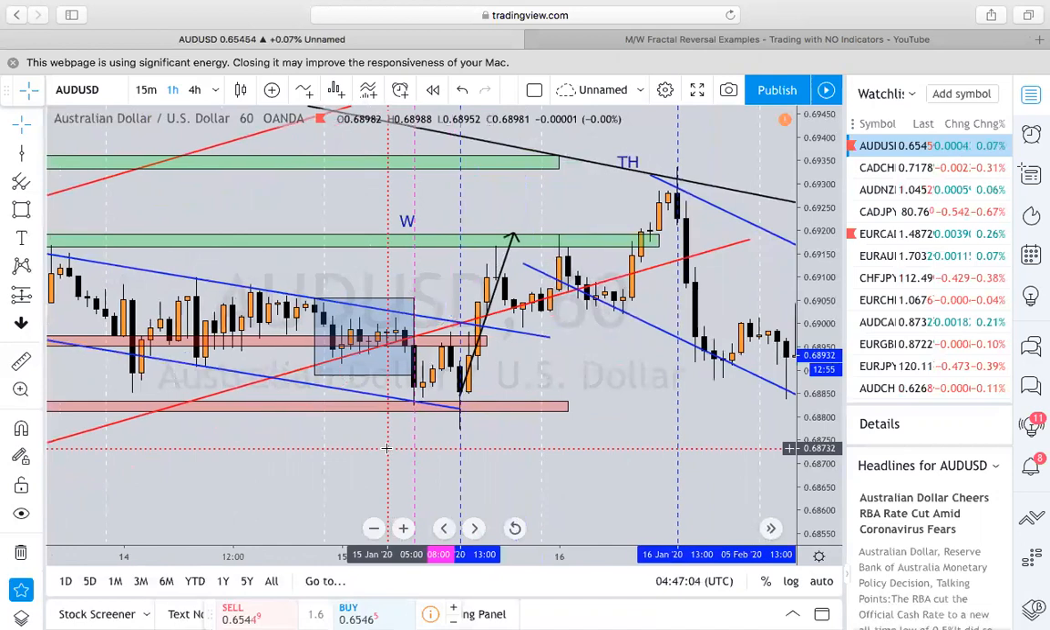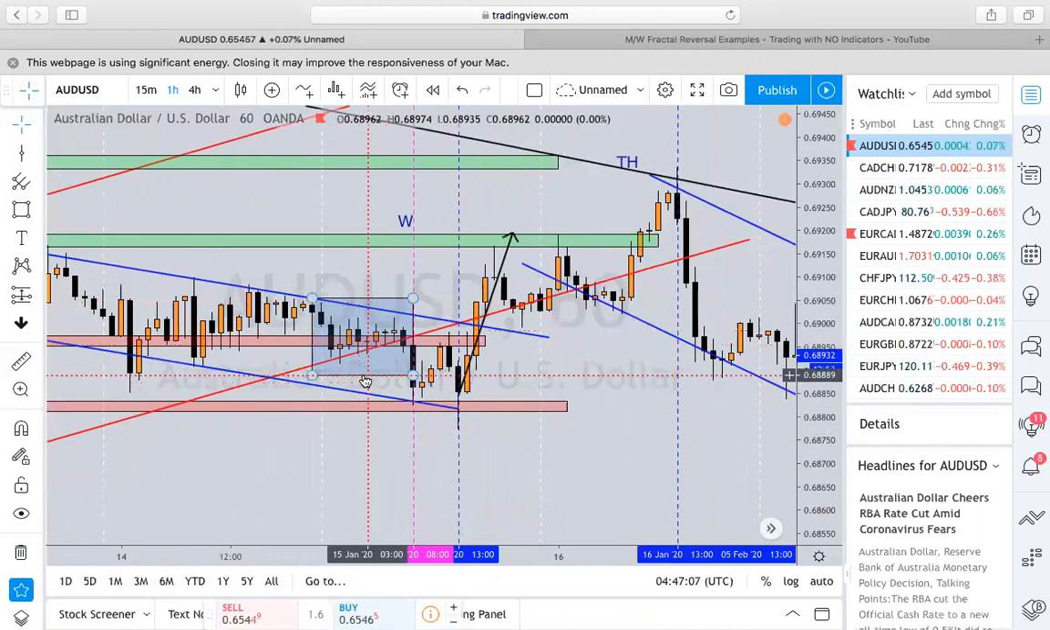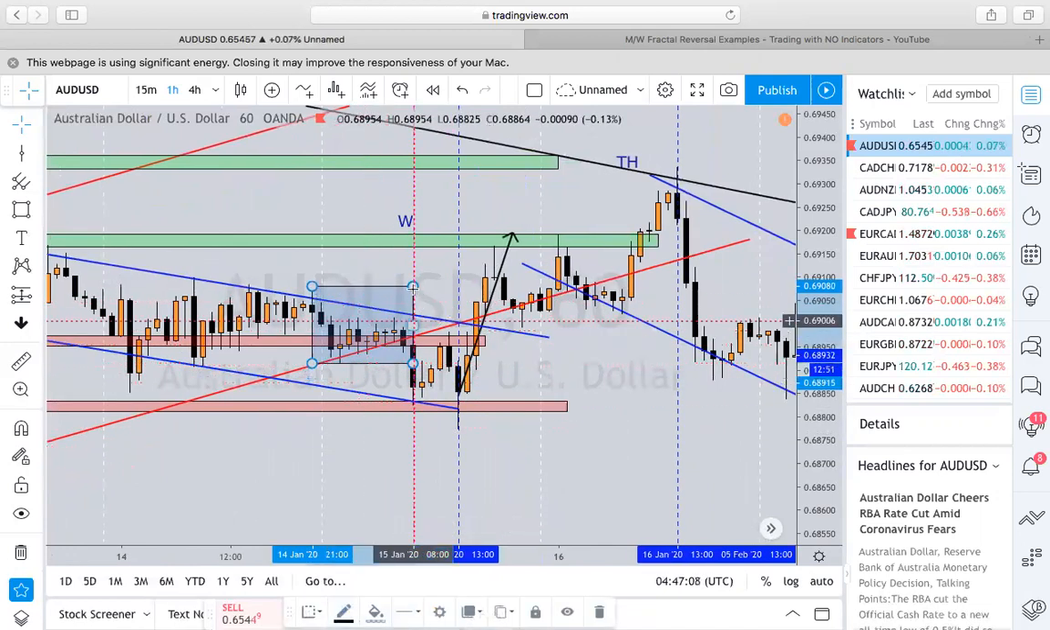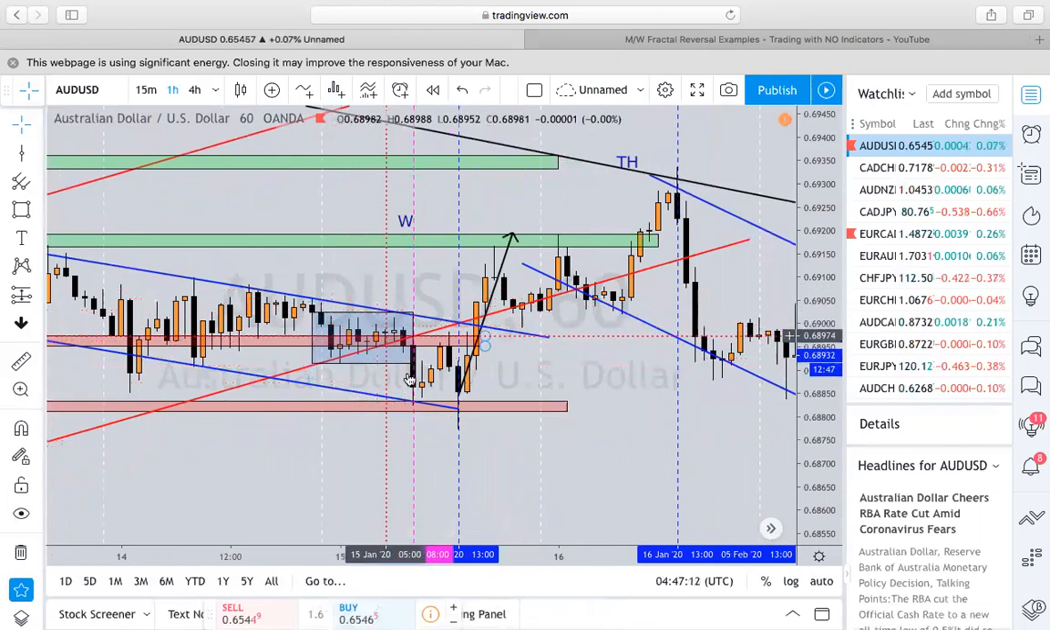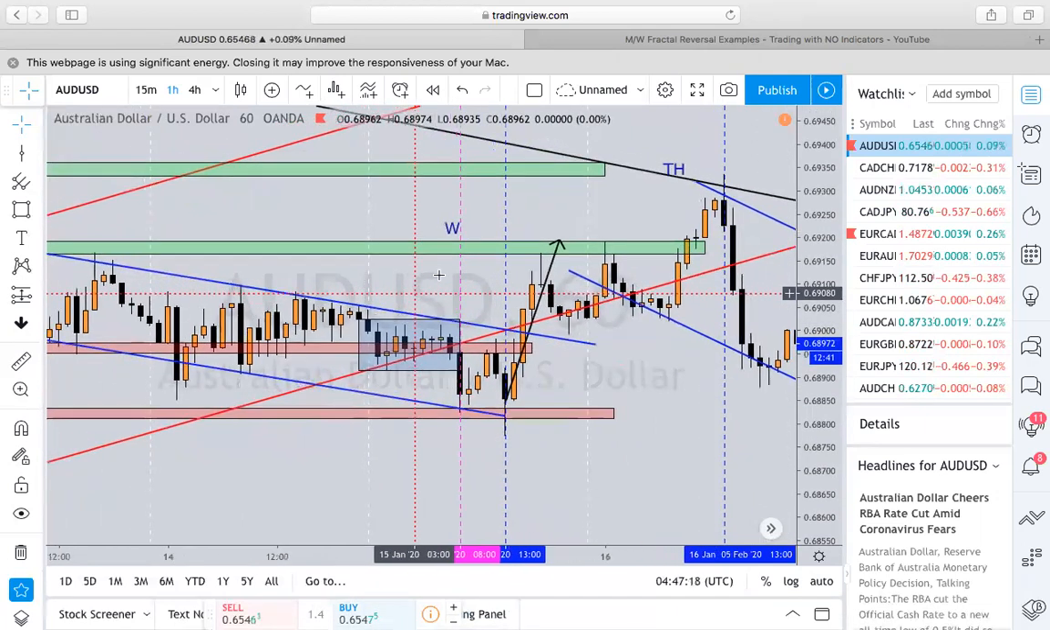So first, we see we have our Asian consolidation right here. That's what the blue box indicates. And then we have this pink vertical line indicating the opening of London session, and our blue vertical line indicates the opening of New York session.